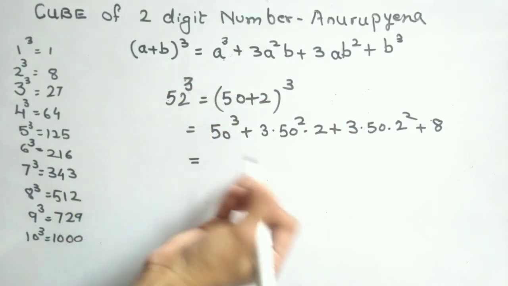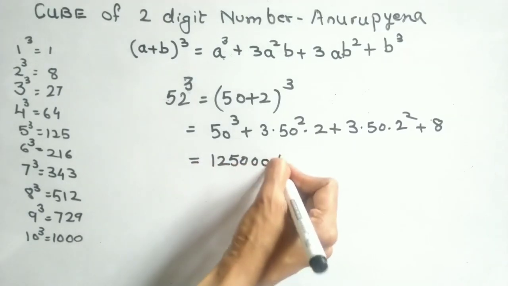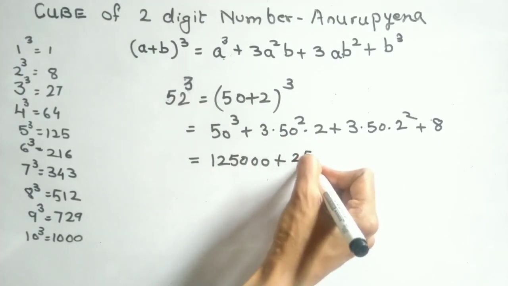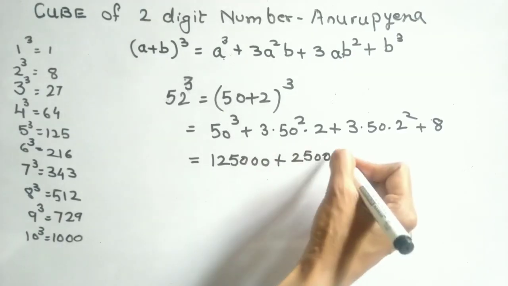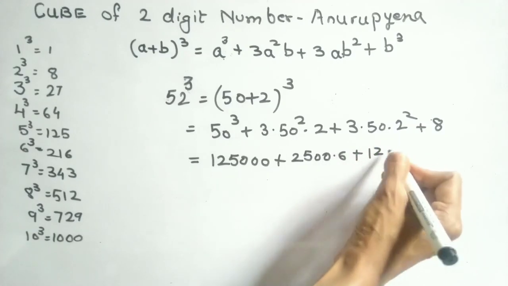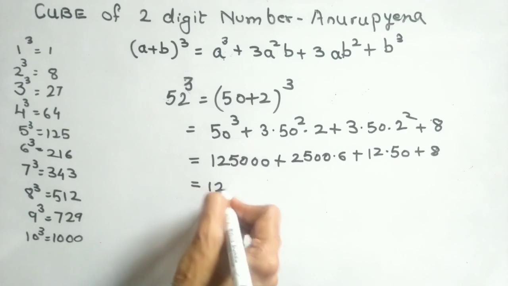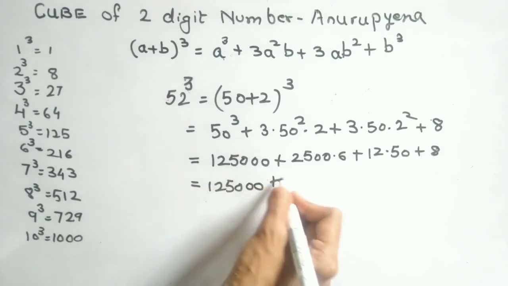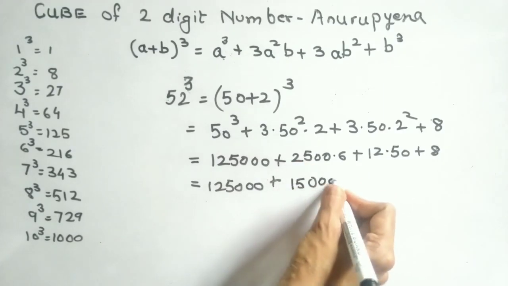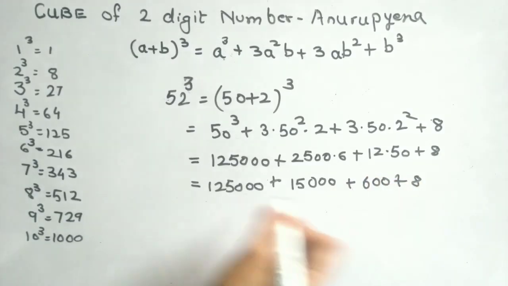Okay. So now 50 cube will be 125 and 3 zeros. Then here you have 3 2s are 6 and you have 50 square into 6, plus you have 2 2s are 4, 3 4s are 12 into 50, plus 8. So 125000 plus 6 5s are 30, 3 6 2s are 12, 15. So you have 15,000 here. Then 12 5s are 60, so you have 600 here.